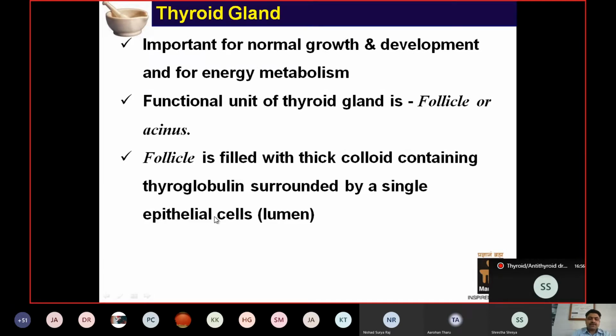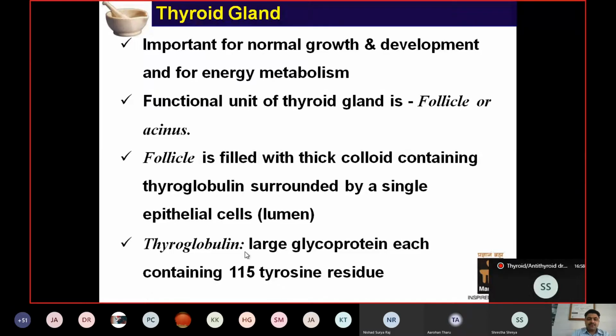And what is this thyroglobulin? Thyroglobulin is a large glycoprotein which contains 115 tyrosine residues. So tyrosine residues are there, and that makes the thyroglobulin, which is present in the colloid, which is surrounded by the epithelial layer. So that is the thyroid gland.